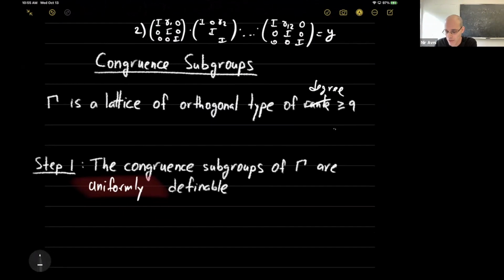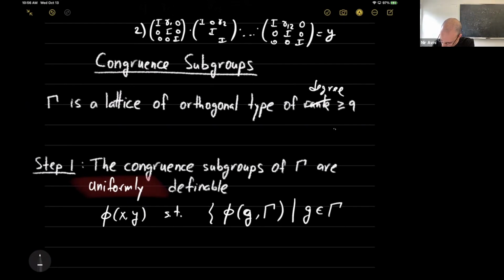definable. Uniformly definable means that there is a formula in two variables, say, such that if you plug in parameters, you look at all solutions to the formula that you get when you plug in g. So a formula in two variables, you can think about it as a family of formulas in one variable indexed by the elements of gamma. So the claim is that each one of them is a congruent subgroup. For every g you plug in, this is a congruent subgroup. And you get all congruent subgroups this way.